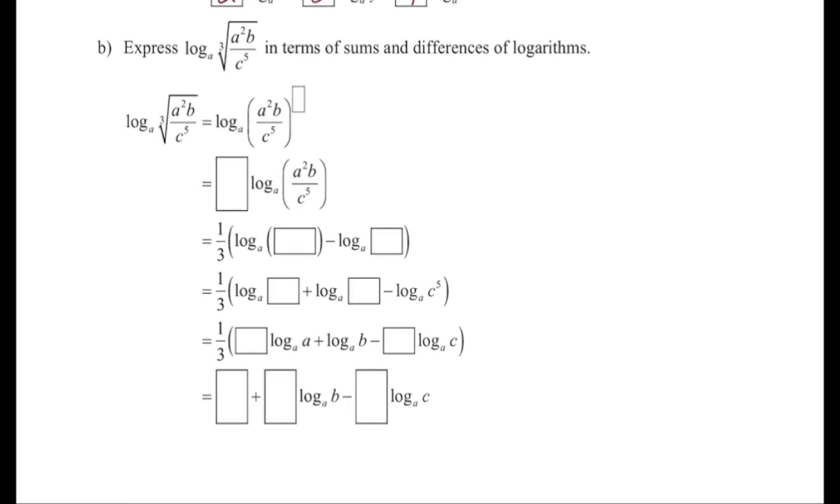Here I have log base a of the cube root of a squared b over c. What I'm first going to do is rewrite this. This is all to the first power, so I'm going to rewrite this so that I have log base a of all of our insides to the 1/3 power, inside number versus the index. I'm then going to use the power rule and bring that 1/3 out front.